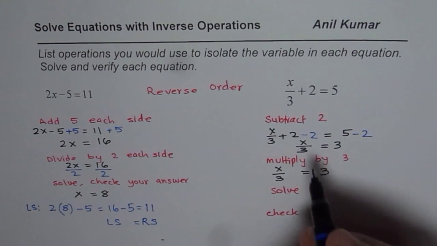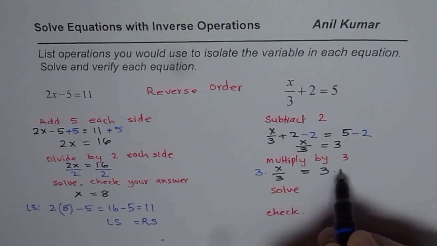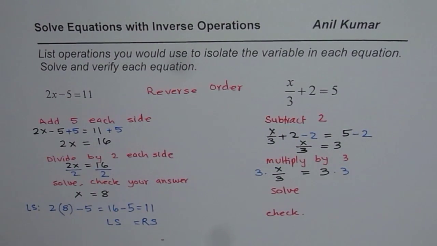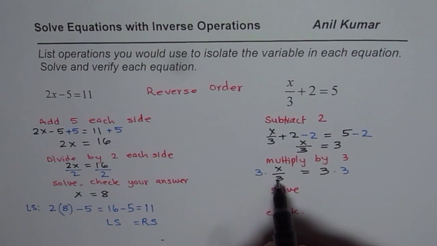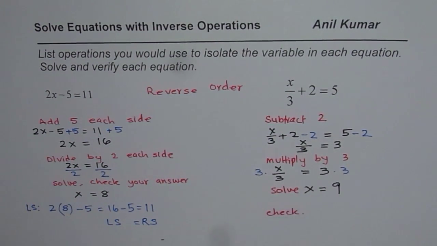Now we work with the equation x divided by 3 equals 3. We should multiply by 3 on both sides. We could do 3 dot, that means multiplication, dot 3. It is not a decimal, it is multiplication, right? Once you do that, 3 and 3 cancel out, or you can say 3 divided by 3 is 1. So you are left with x equals 3 times 3, which is 9.